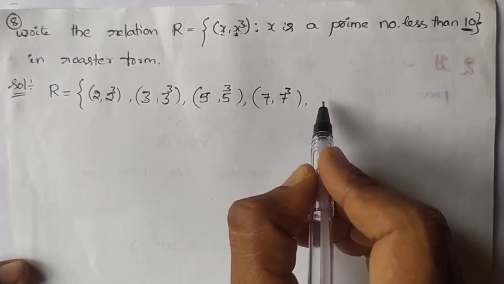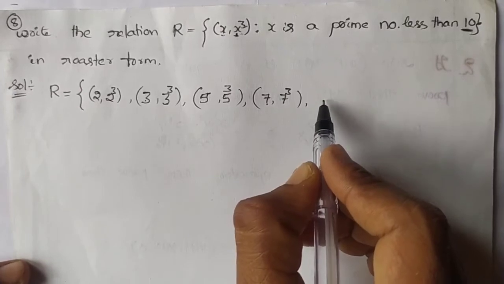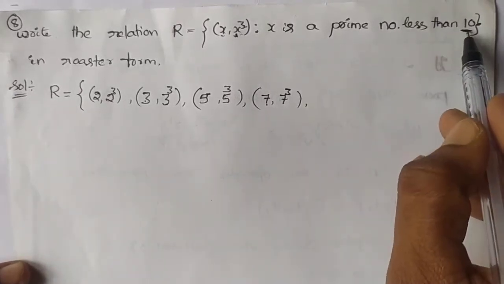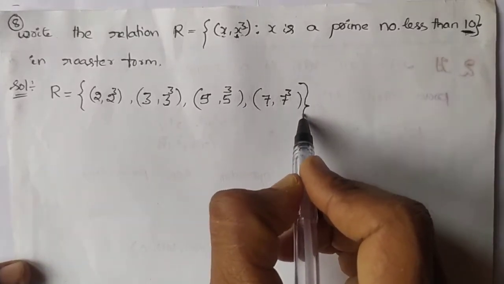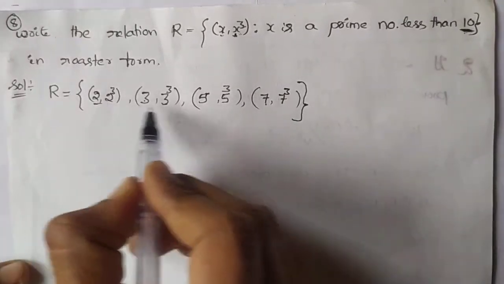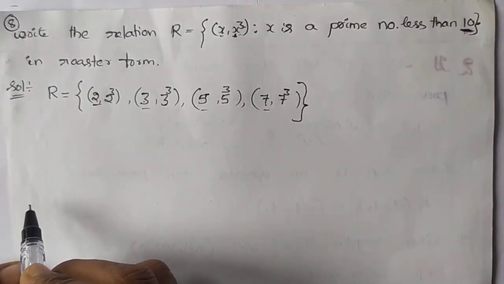8 is not a prime number. 9 is not a prime number. 10 is not a prime number. We have to take prime numbers which are less than 10. So 2, 3, 5, 7 are the prime numbers which are less than 10.